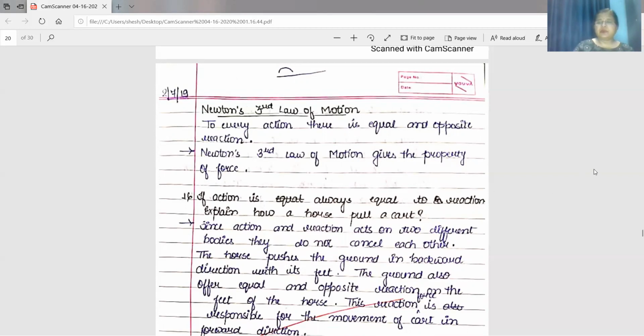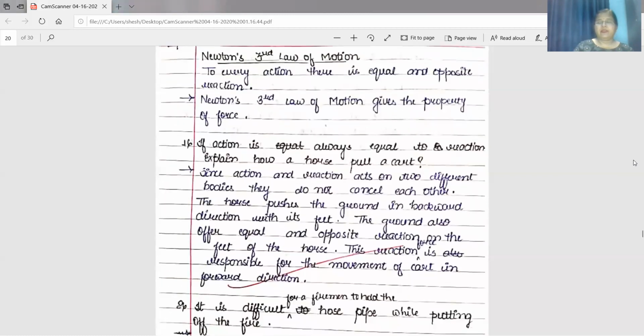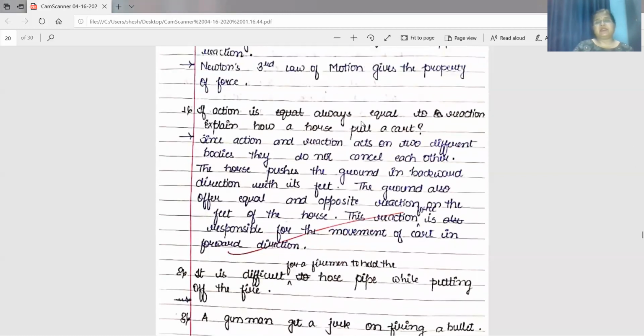Now one reasoning question you will get from here. If action is always equal to reaction, then explain how a horse pulls a cart. You will get a number of reasoning questions from Newton's third law. Keep it in mind, action and reaction act on two different bodies, so they do not cancel each other.